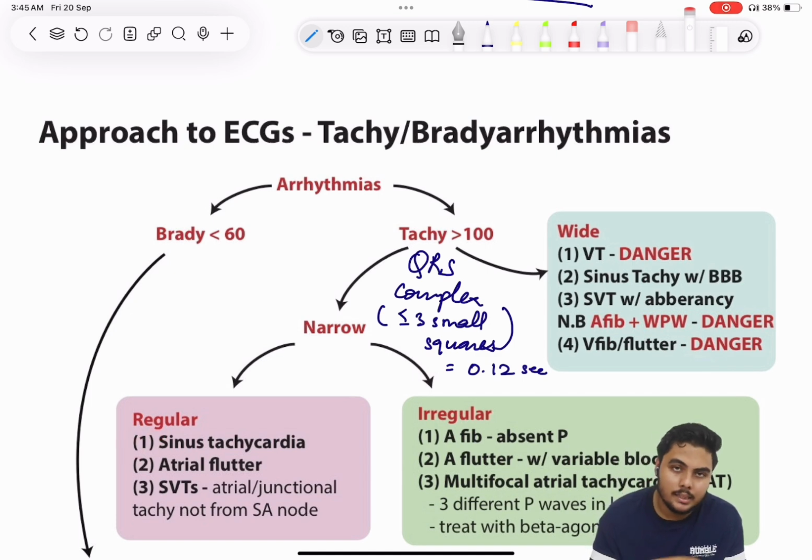That is, the tachycardia is because of the impulses that are generated in the SA node itself. That is sinus tachycardia that we normally have. That is what normal individuals have, right? That is not having any pathology, right?